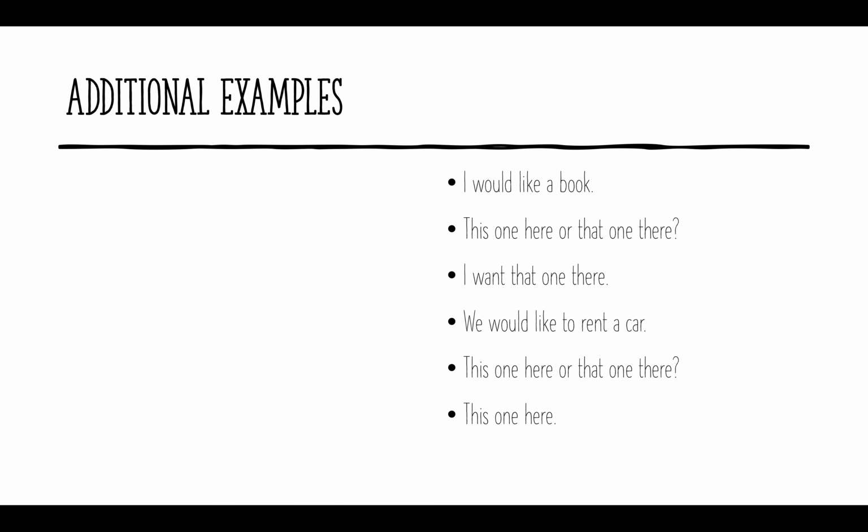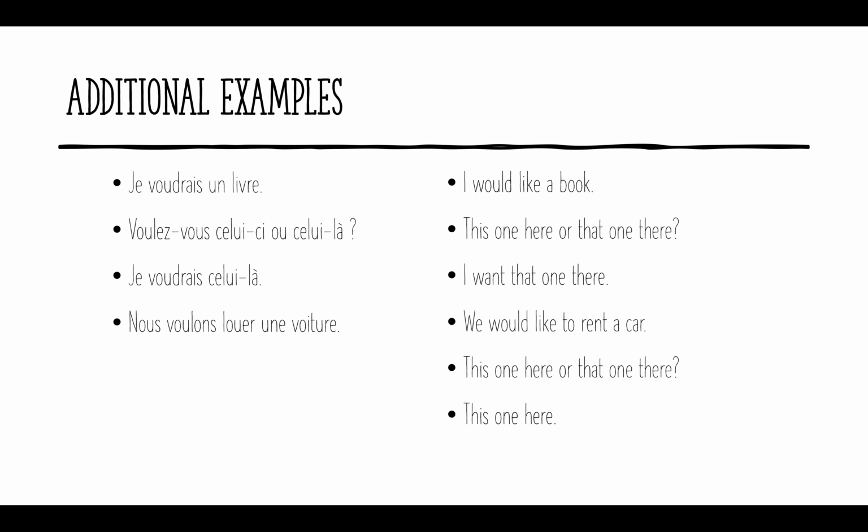Okay, let's give you some additional examples. Je voudrais, and this is kind of like an ongoing dialogue, if you will. Je voudrais un livre. I would like a book. Voulez-vous celui-ci ou celui-là? Do you want this one here or do you want that one over there? Je voudrais celui-là. I want the one there. I want the one that's over there.